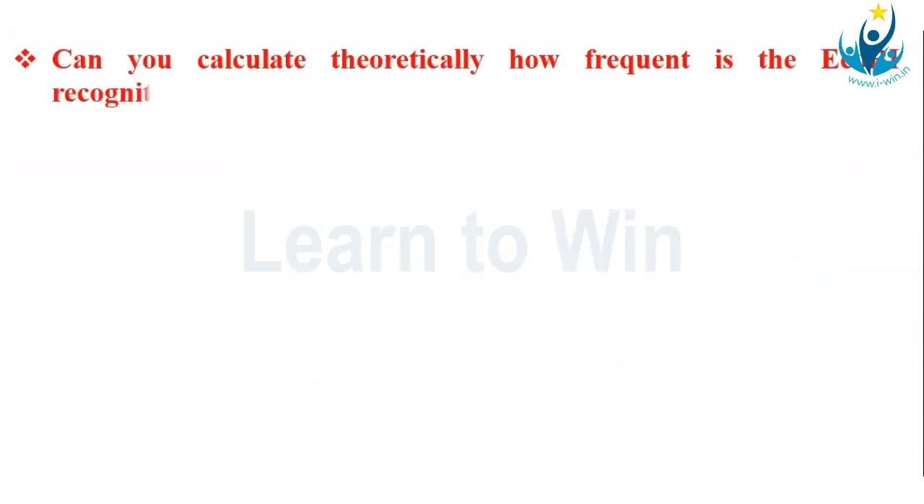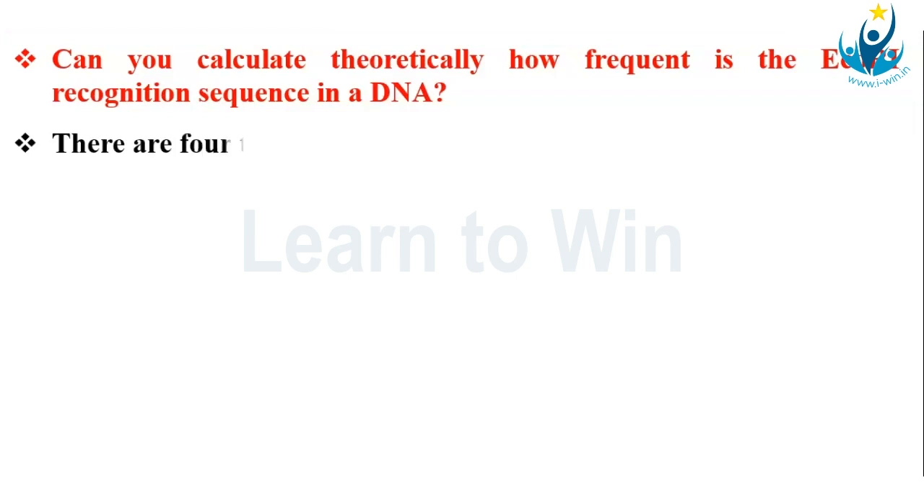Okay, now can you calculate theoretically how frequent the EcoRI recognition site is in DNA? Can you try? What I'm going to do is stop the video for a few minutes so that you do it on your own. And I would also suggest you stop the video and look at your textbook. It has the recognition sequence of EcoRI. Try calculating how many times this can come. That is the hint I'm giving.